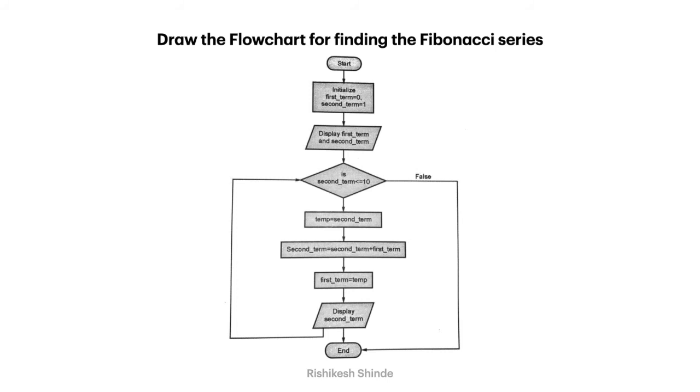Now, to check whether our second term is less than or equal to 10, we will connect this step to the looping condition statement and we will check whether our second term is less than or equal to 10. If the condition is true, then we will again proceed to the next loop. Otherwise, we will fall into the false statement and we will end that loop. So in this way, we can pictorially represent the Fibonacci series algorithm very effectively.